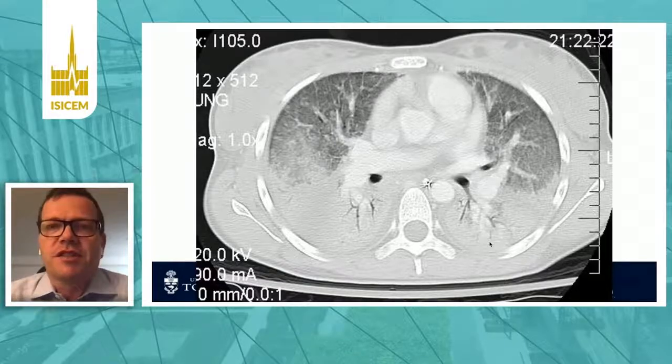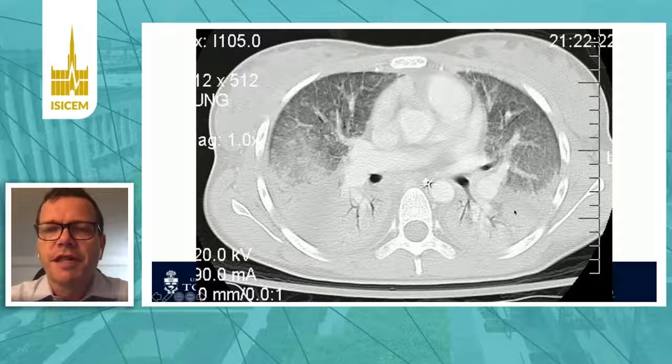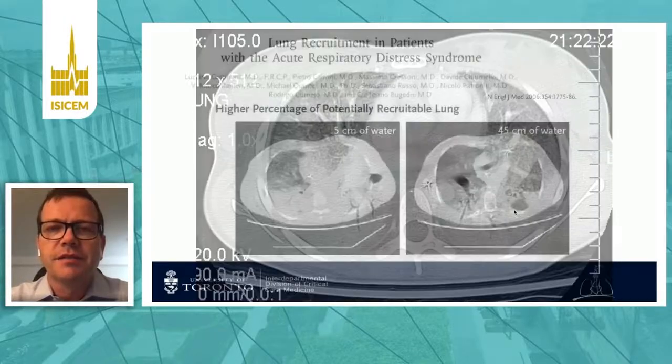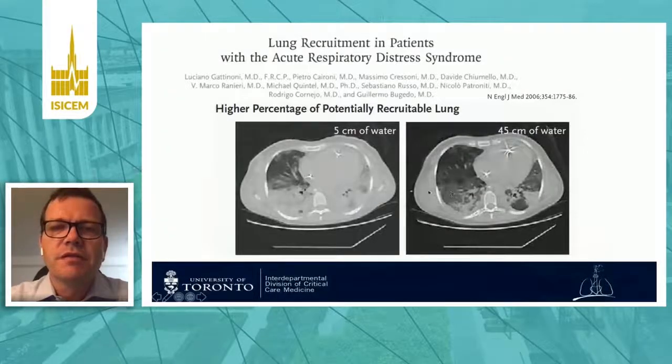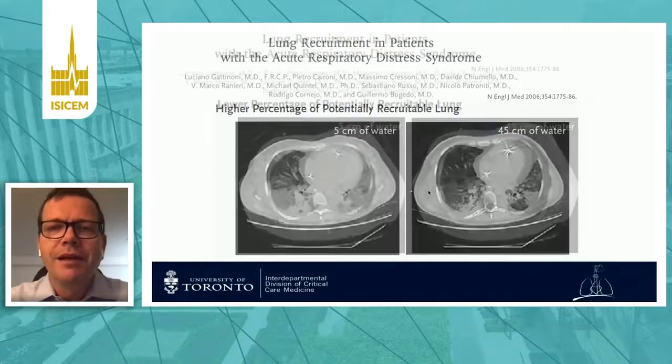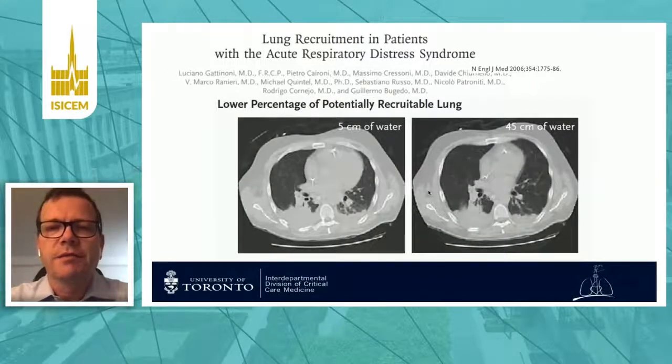ARDS is a heterogeneous disease, and we have some areas of relatively normal lung and some areas of densely consolidated atelectatic lung. And we have some patients who are highly recruitable and other patients who aren't highly recruitable, usually because they already have most of their lung open and don't need recruitment. Attempts to recruit these patients results in significant compression of the heart and potential hemodynamic compromise, as well as overstretching of alveoli that are already open.